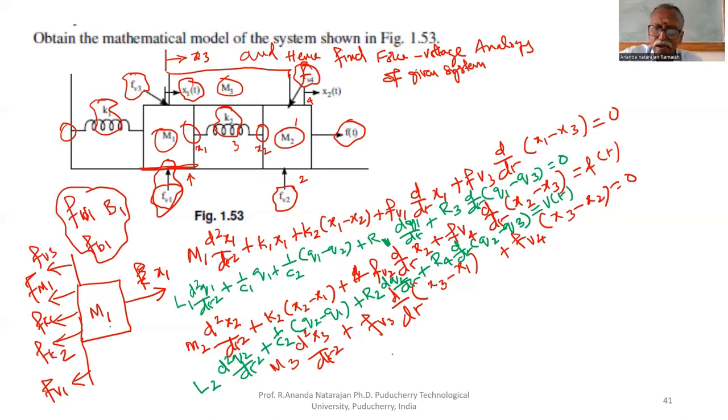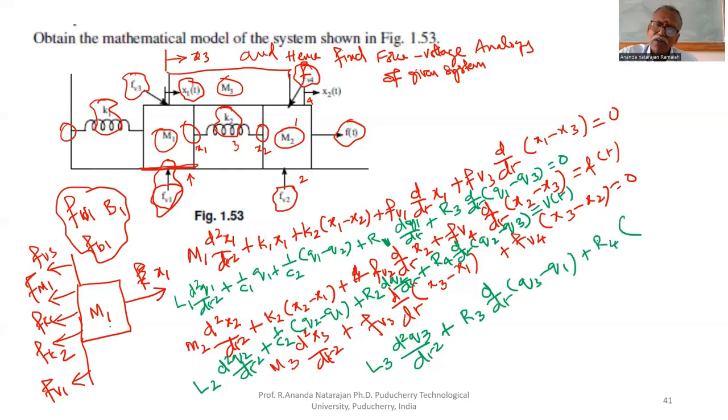Here we can write for the third equation L3 d square Q3 upon dt square plus FV3 is R3 d upon dt of Q3 minus Q1, plus R4. R4 we already wrote. We have to reverse that. Q3 minus Q2, d upon dt of Q3 minus Q2 equal to 0.